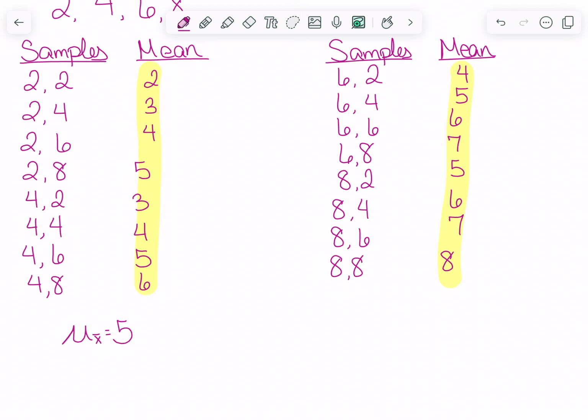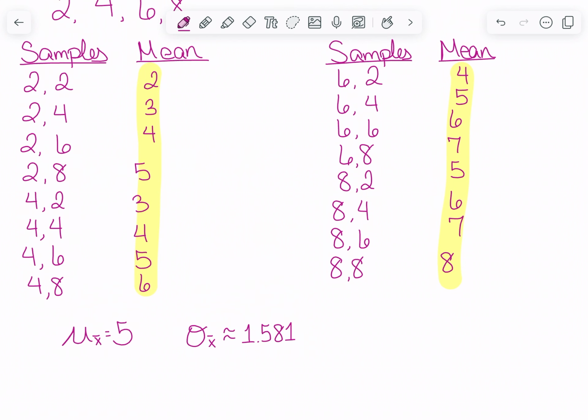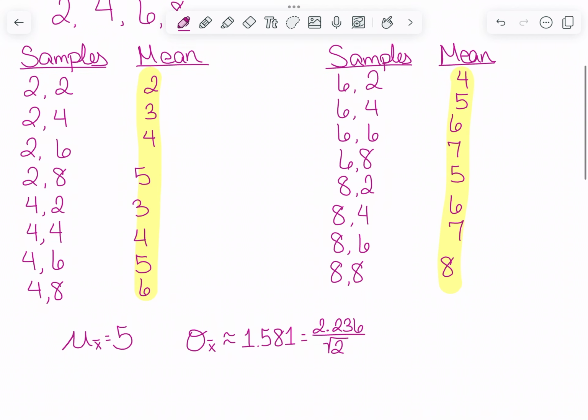I can also calculate the standard deviation of all of these, and I will not go through all the steps. We can use calculators to find it for us. But when I do, I get approximately 1.581. And this is not the same standard deviation of my original data set when I just had the original 4. So the mean did match, but the standard deviation didn't. However, if I take the original standard deviation of just my 4 numbers, the 2, 4, 6, and 8, that was 2.236. And if I divide that by the square root of 2, I actually get the standard deviation of these sample means.